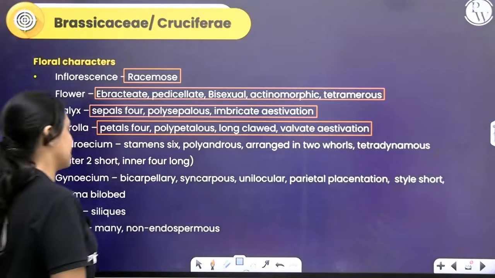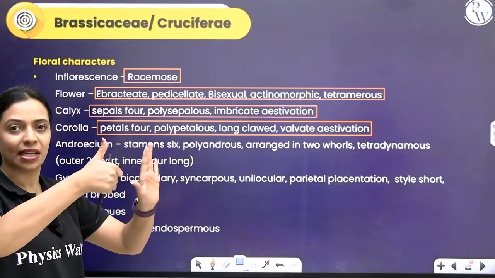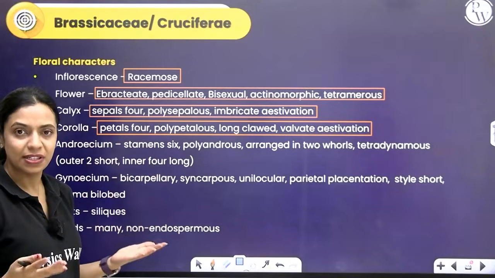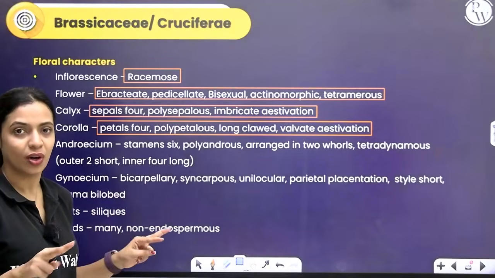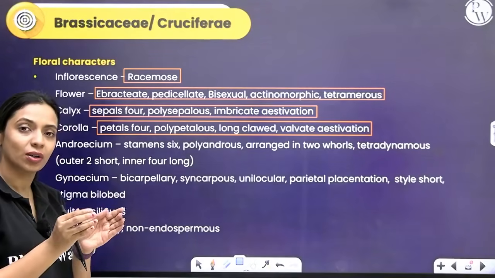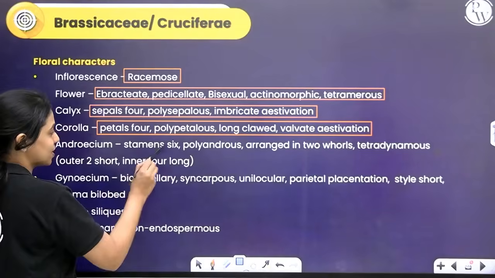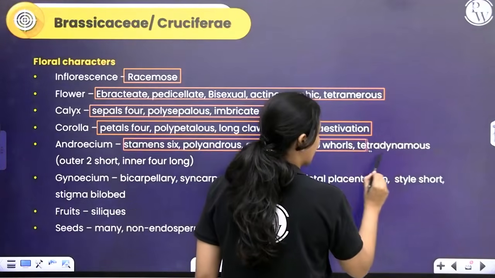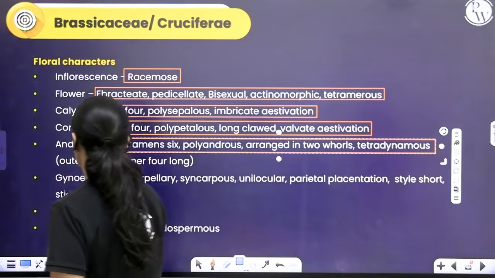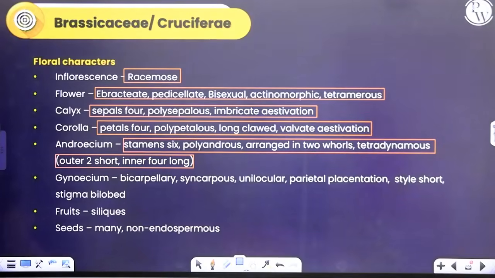Okay. Next, Androecium. We already know about the Androecium of mustard. It has a total of 6 stamens. There is variation in the length. Of the 6 stamens, 4 of them are long and 2 of them are short. The 2 shorter ones are present in a separate whorl. The 4 longer ones are present in a separate whorl. Okay. So, in Androecium, you can see that the stamens are 6 in number, they are not fused, so you can say they are polyandrous, they are arranged in 2 whorls, tetradynamous, which means outer 2 are short and the inner 4 are long. Gynoecium, it has 2 carpels, so we call it bicarpellary.